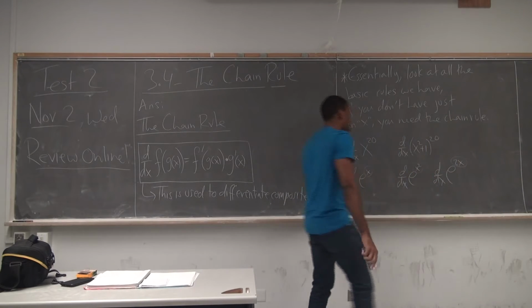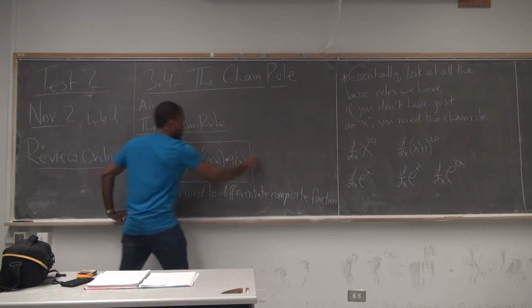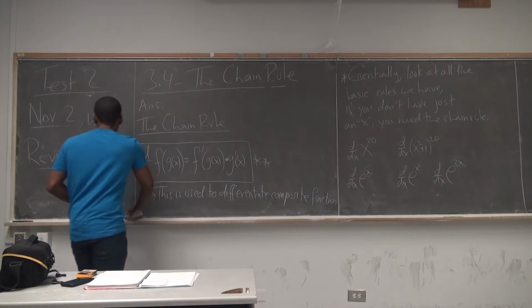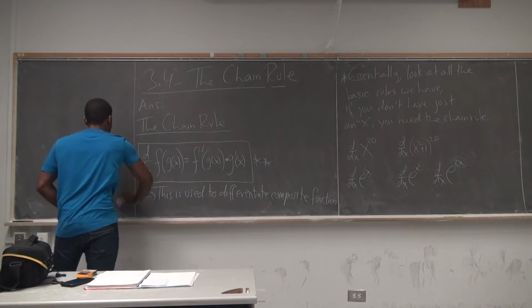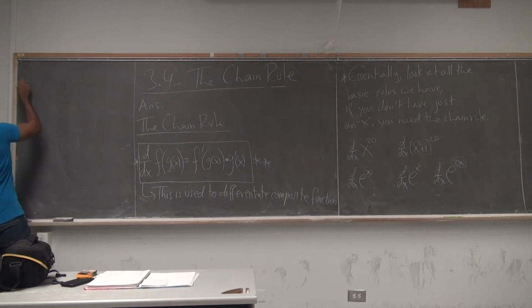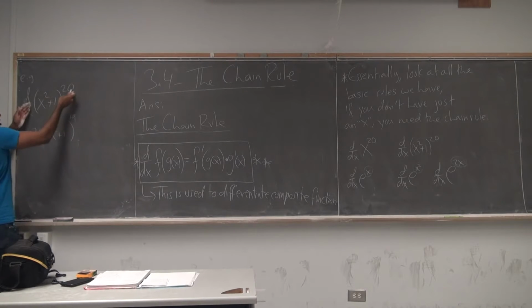And so whenever you have anything that complicated, this is how you're going to differentiate it. So this is something that we know now. And let's actually use it to differentiate that last example I had. Anyone want to take a crack at it? x squared plus 1. Power 19.